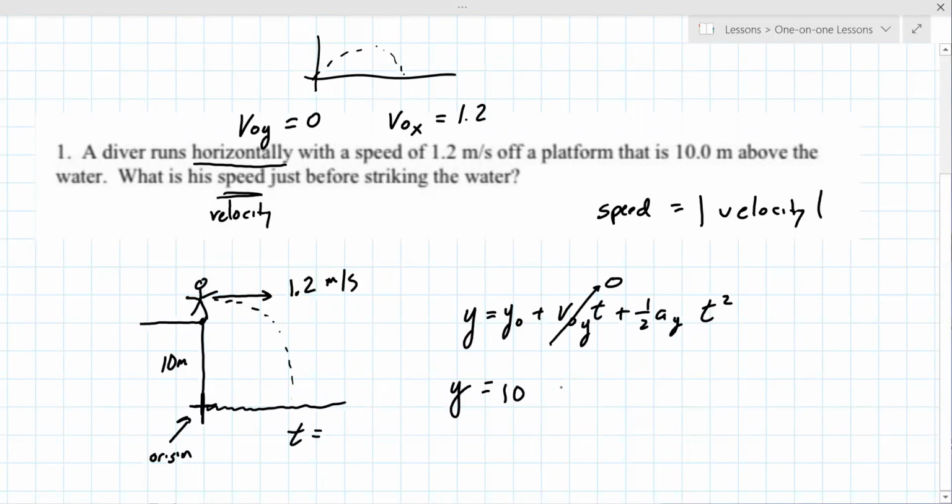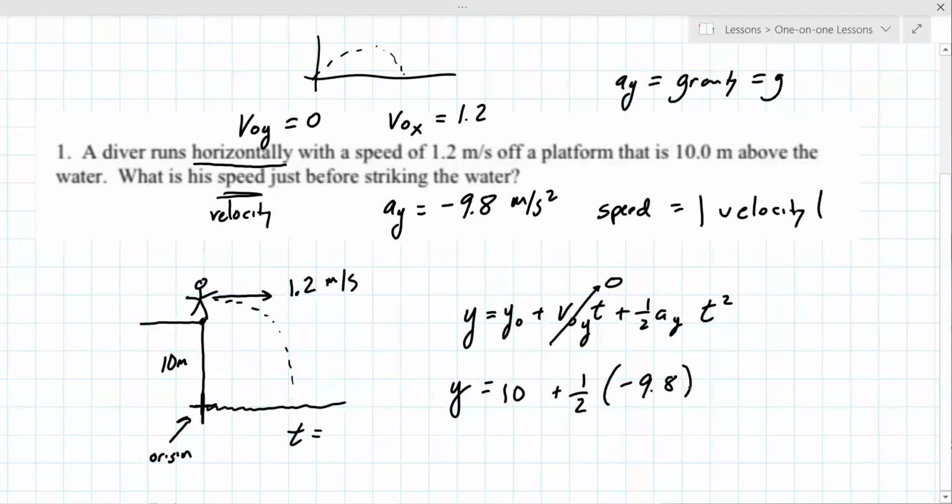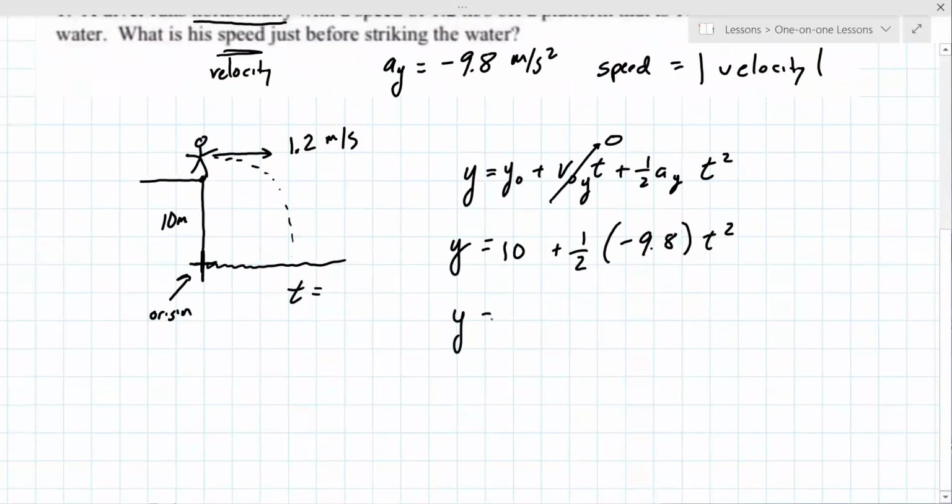What is the acceleration in the y direction? In the y direction, it is the 10. Oh, wait, no, 1.2 meters per second. We put minus that in there? 9.8 meters per second squared. The acceleration in the y direction is almost always gravity, g. I see. So it's minus 1/2 9.8 t squared. So we get an equation here, y equals 10 minus 4.9 t squared when you reduce that.